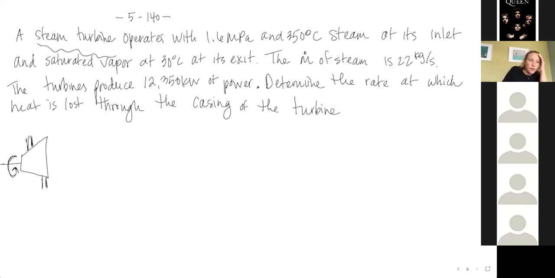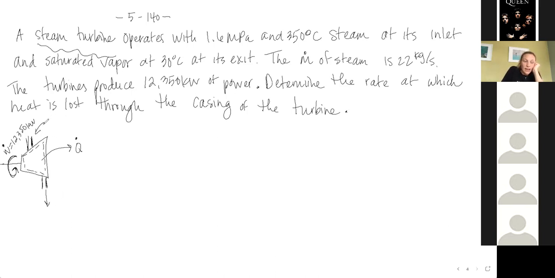So we have a turbine, we have our work out here. This work out is 12,350 kilowatts. We have some heat that is coming out. We are told to determine the rate of heat that is lost through the casing of the turbine. So we are assuming that our turbine is our control volume and we are losing heat from the casing of the turbine. We have some incoming steam and some outgoing saturated vapor.